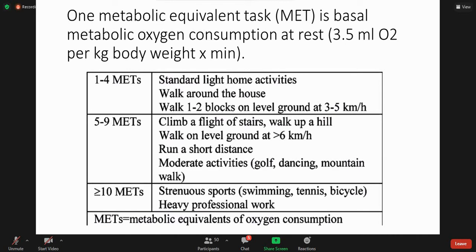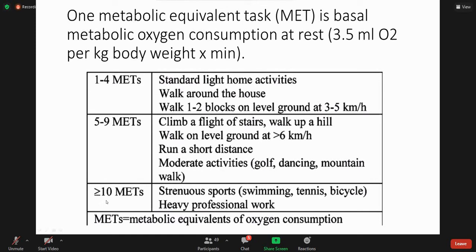If the patient falls into the 1 to 4 METs criteria, that includes the standard light home activities such as walking around the house, or moving around in the house, or doing small activities. That is included in 1 to 4 METs. And in 5 to 9 METs, we evaluate that the patient can climb a flight of stairs or walk up a hill, walk on level ground at greater than 6 kilometers per hour, run a short distance, moderate activities such as golf, dancing, mountain walk.